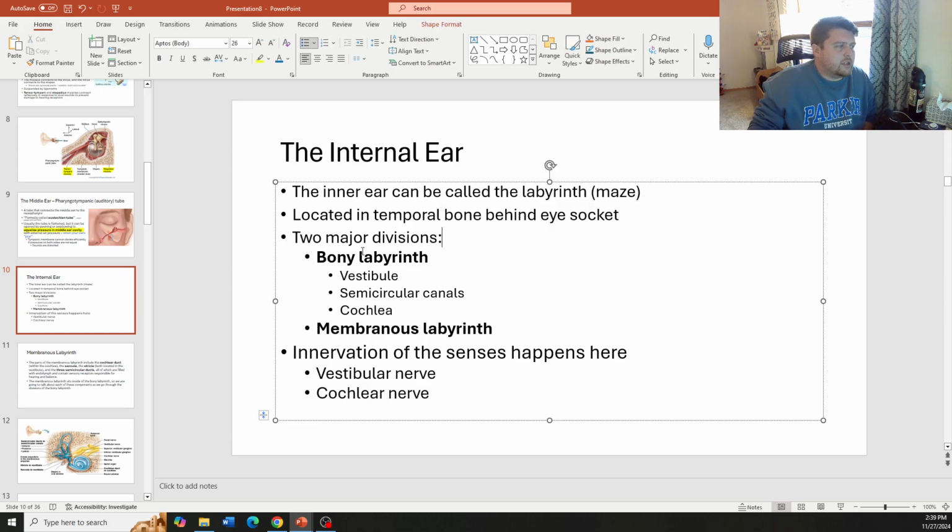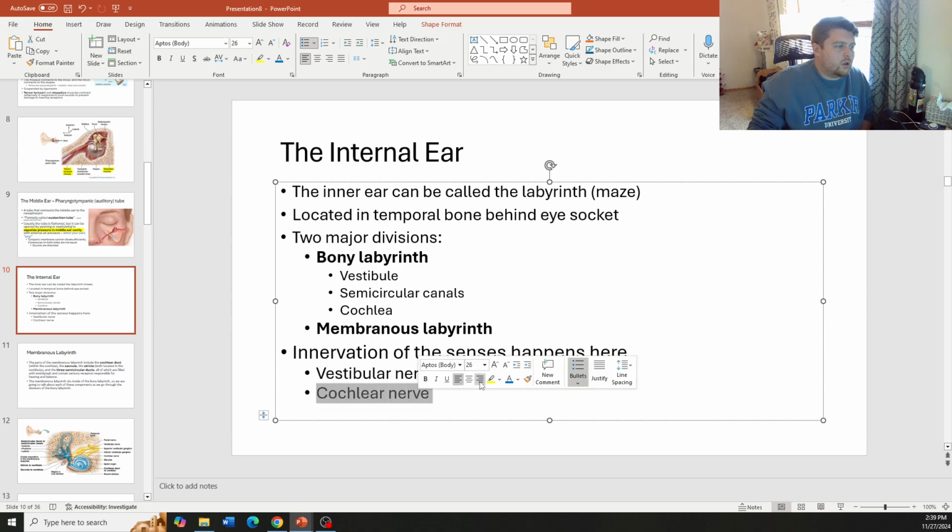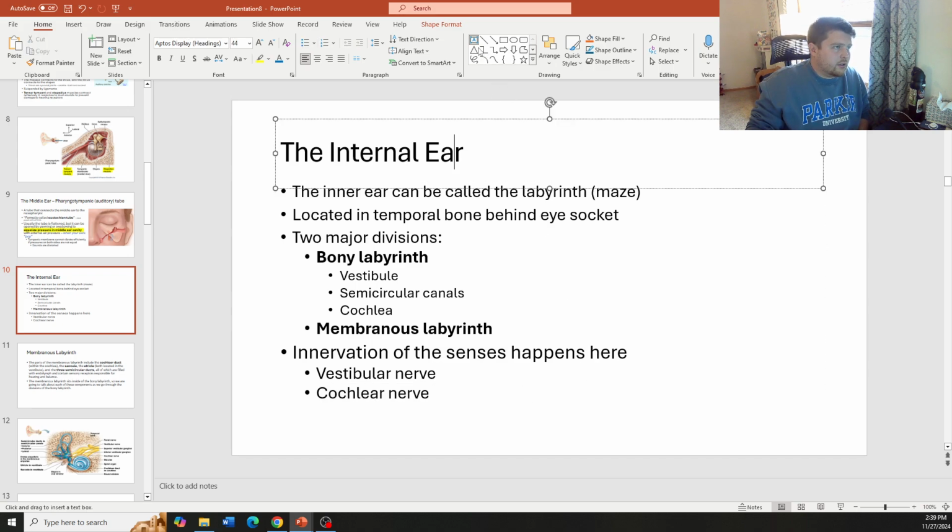There's two major divisions. We have the bony labyrinth, which contains the vestibule, semicircular canals, and cochlea, and then the membranous labyrinth, which we'll talk about in a sec. And the nerves, we have the vestibular nerve and the cochlear nerve, which are actually grouped together as one single cranial nerve.